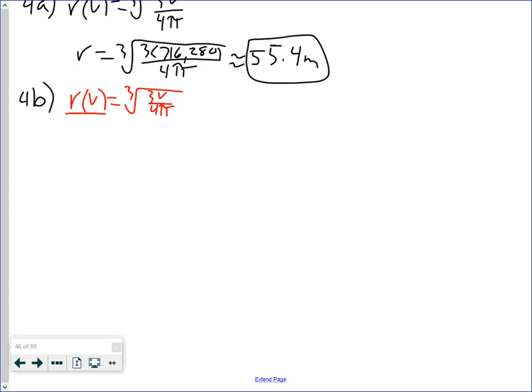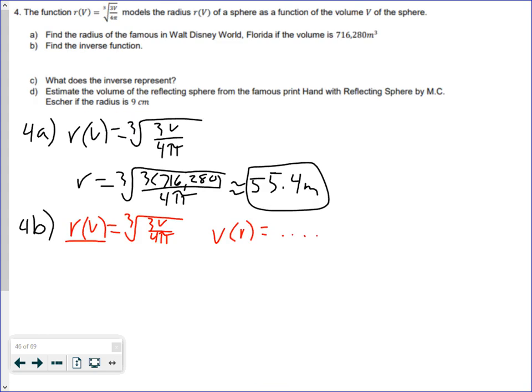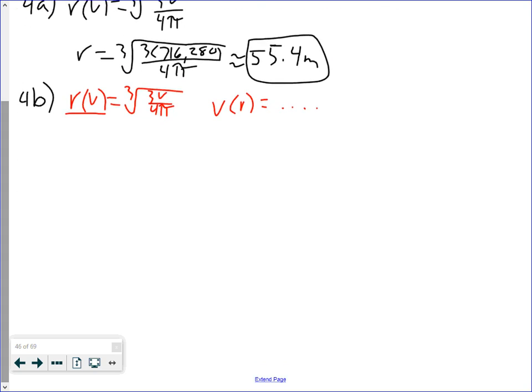Or in other words, we have r = V. You want to set this to V of r equals whatever it is. Whatever it is, we're going to figure out. So that's what we need to do to find r inverse.